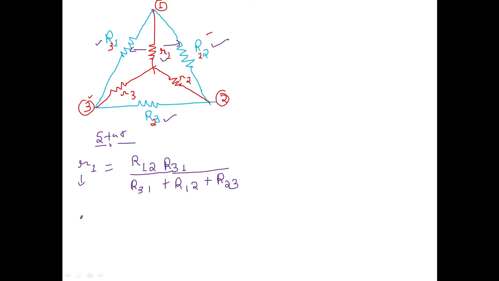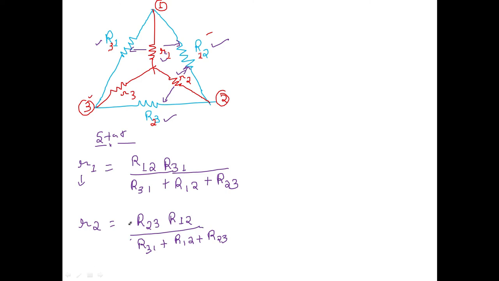Similarly, if we want to find the resistance R2, how will we find it? Again, we have to find this resistance R2. We will see the opposite side of this R2. The opposite side of this R2 is this one and this one. So we'll multiply both, that is R23 multiplied by R12, and the same denominator, the summation of all the outer network, R31 plus R12 plus R23.